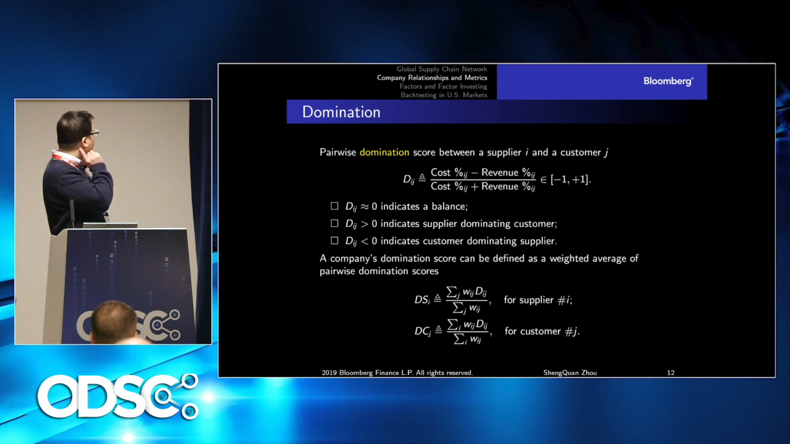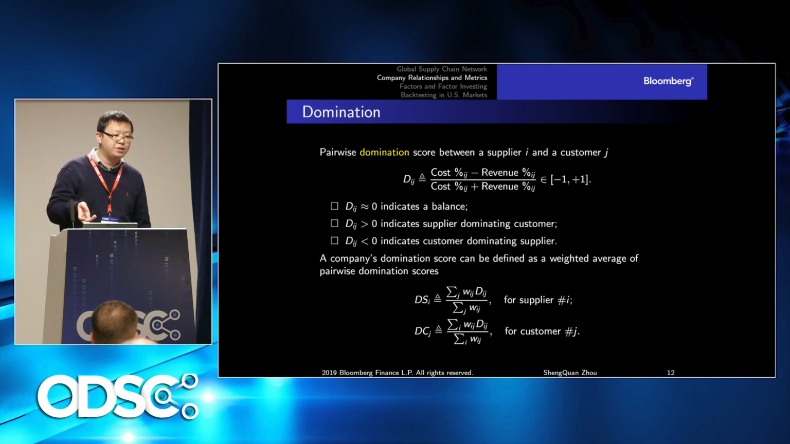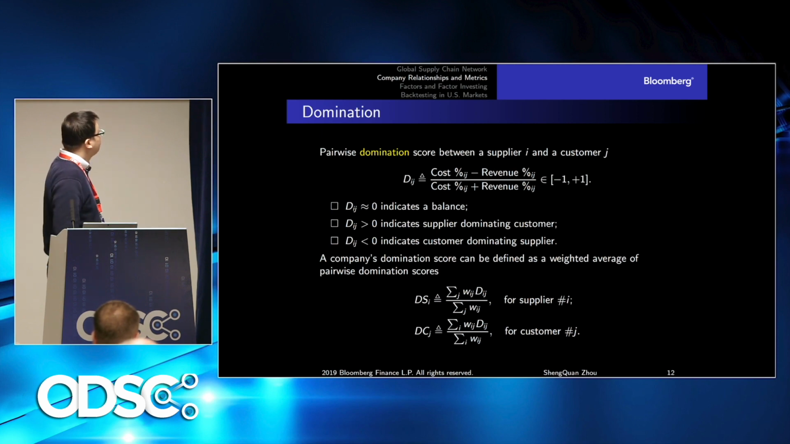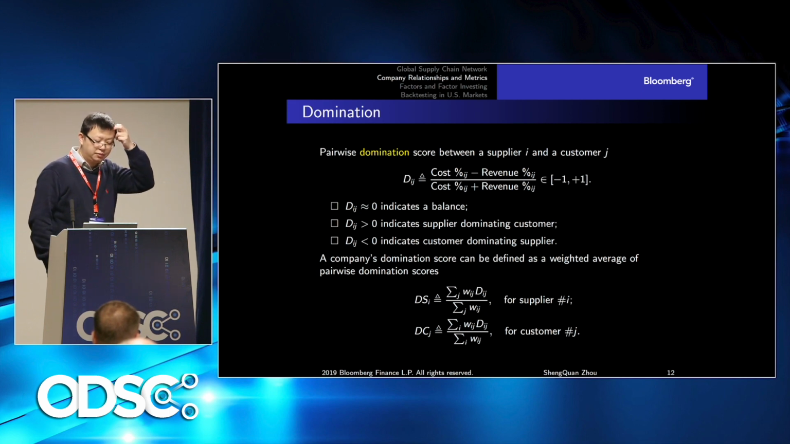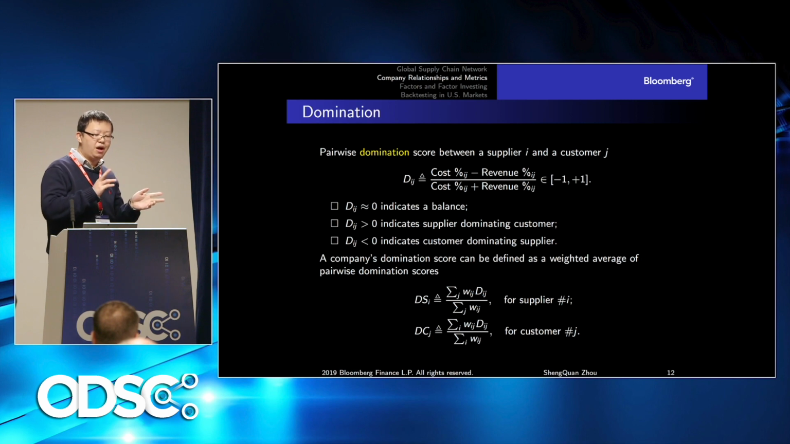A second kind of score we talk about is domination. This is kind of an interesting factor. We first define what we mean by pairwise domination. So the cost percentage ij in the numerator means, from a customer perspective, between a supplier I and a customer J. From the customer J's perspective, what is the cost induced by the supplier as a percentage of my total cost?